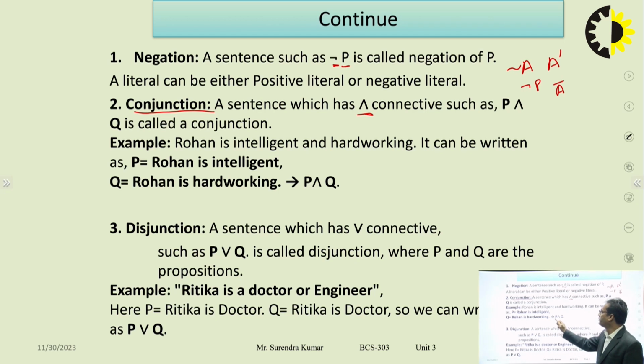So you can represent it P and Q. Here you are using and, right? Now next is disjunction. A sentence which has connective symbol V. So this is a disjunction, or you can say this is OR operator. In truth table, when you will use it, it will be an OR operator.